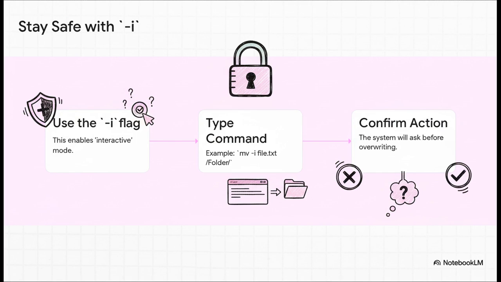Thankfully, there's a super simple way to protect yourself from this. It's the -i flag, which stands for interactive. If you just add that little flag to your command, the system completely changes its behavior. It'll actually pause and ask you, hey, do you really want to overwrite this file before it does anything? It's one tiny addition that can save you from a world of pain.